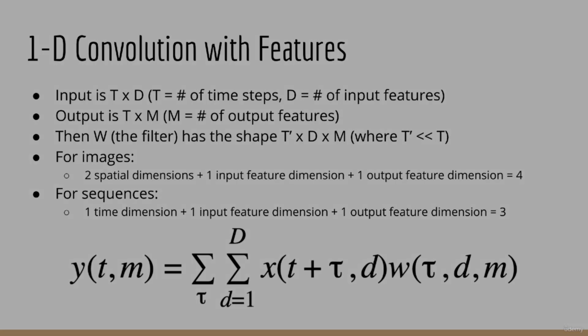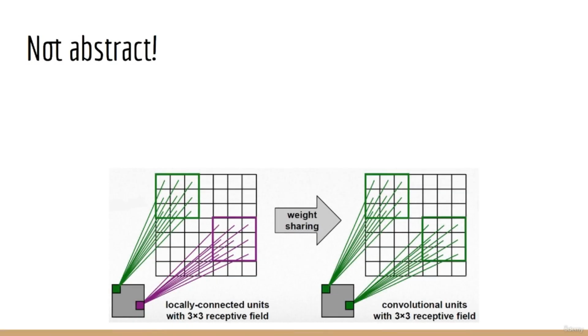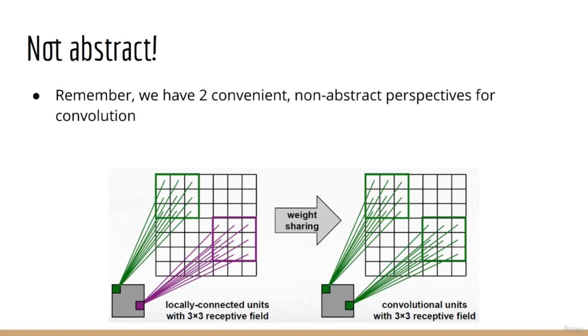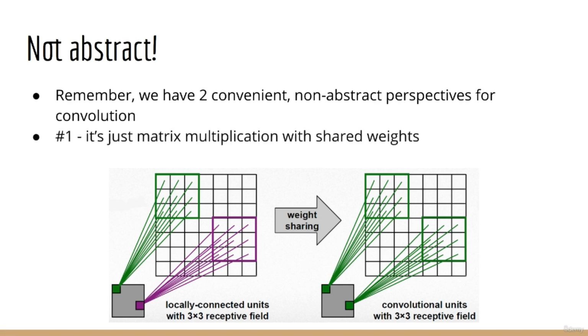As usual, while convolution might seem like an abstract concept, remember that there are multiple convenient perspectives on it that make it seem like things we are already familiar with. So one perspective is that it's just matrix multiplication, just like a regular feed-forward neural network, except that we have shared weights in order to take advantage of the special structure and correlation in the data.